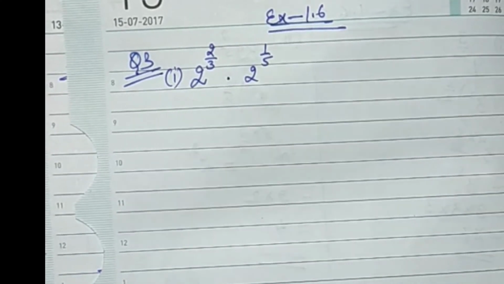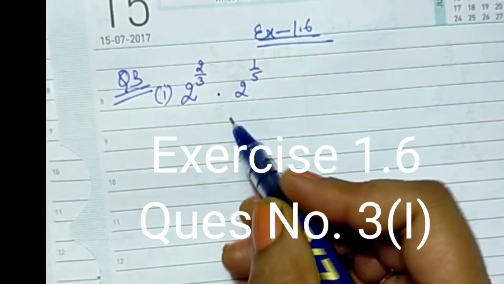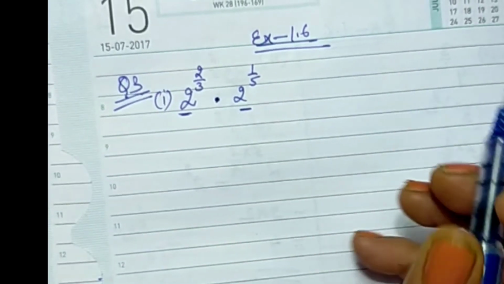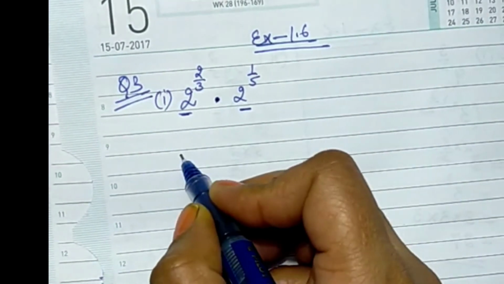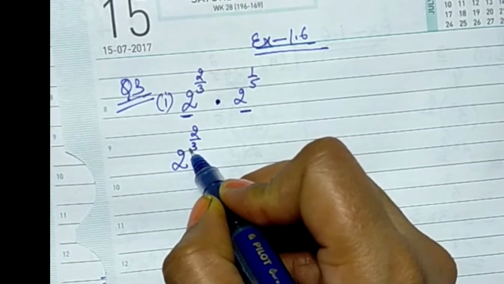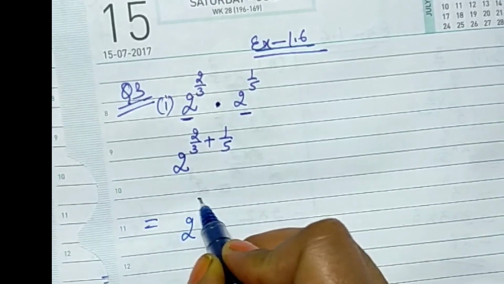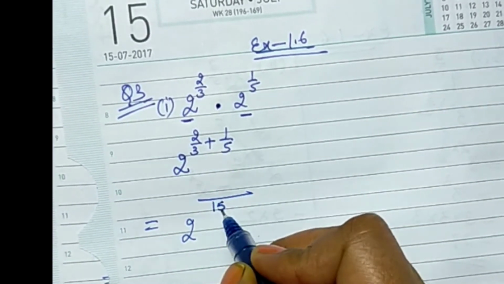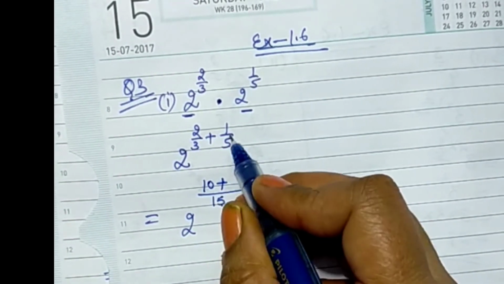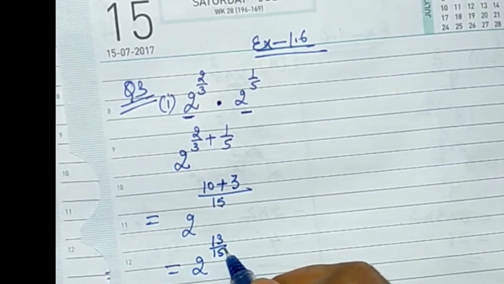So next question, third question, first part, 2 raised to power 2 by 3 into 2 raised to power 1 by 5. Now you can see base is same, powers are different, and here it is sign of multiplication. So base is same, the powers will be added as there is a multiply sign. So let's take the LCM, 15. 15 divided by 3 gives 5, 5 twos are 10. Here it gives 3 into 1, 3. So basically we are left with 13 by 15.